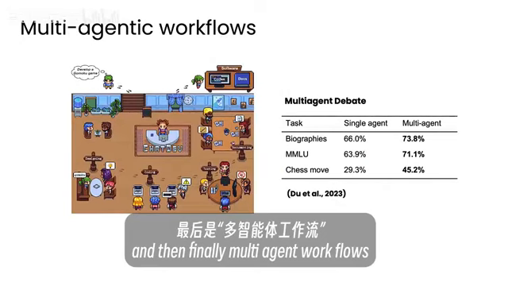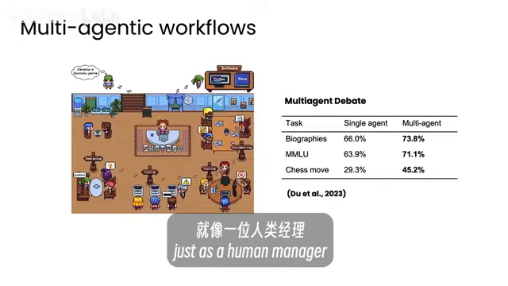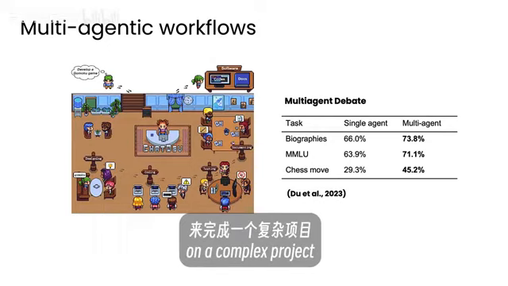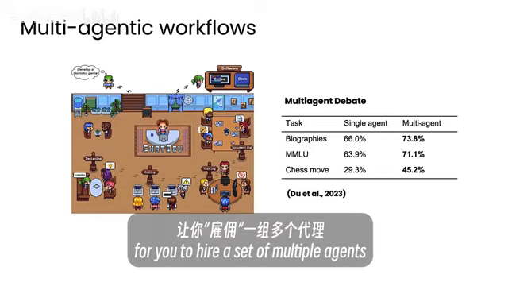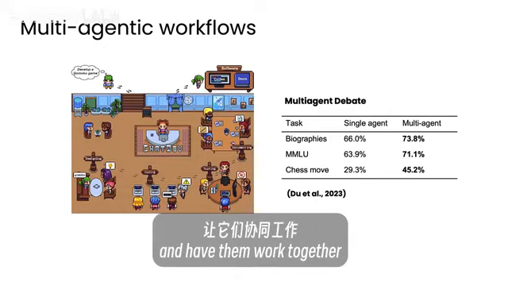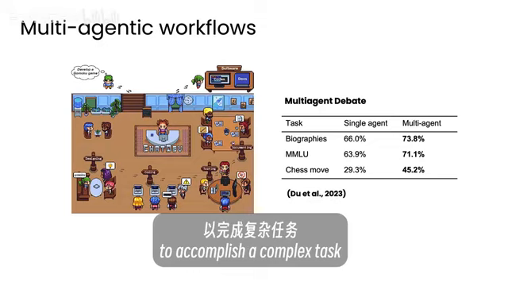And then finally, multi-agent workflows. Just as a human manager might hire a number of others to work together on a complex project, in some cases, it might make sense for you to hire a set of multiple agents, maybe each of which specializes in a different role, and have them work together to accomplish a complex task.